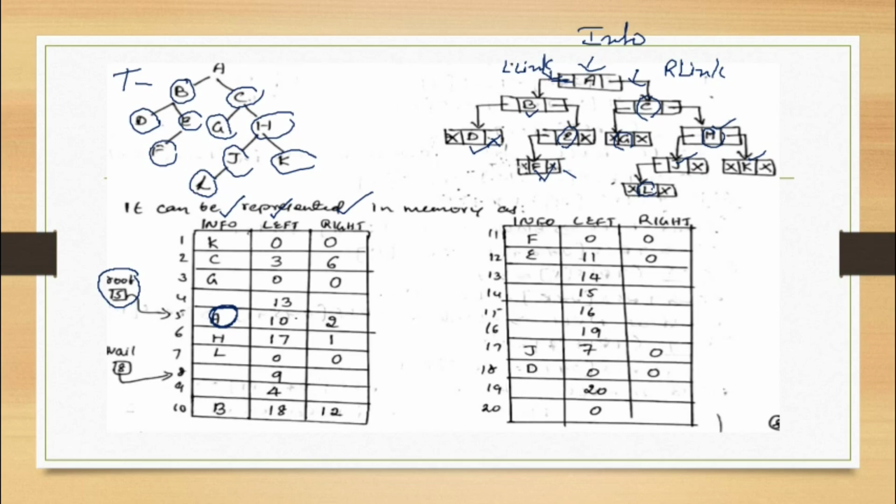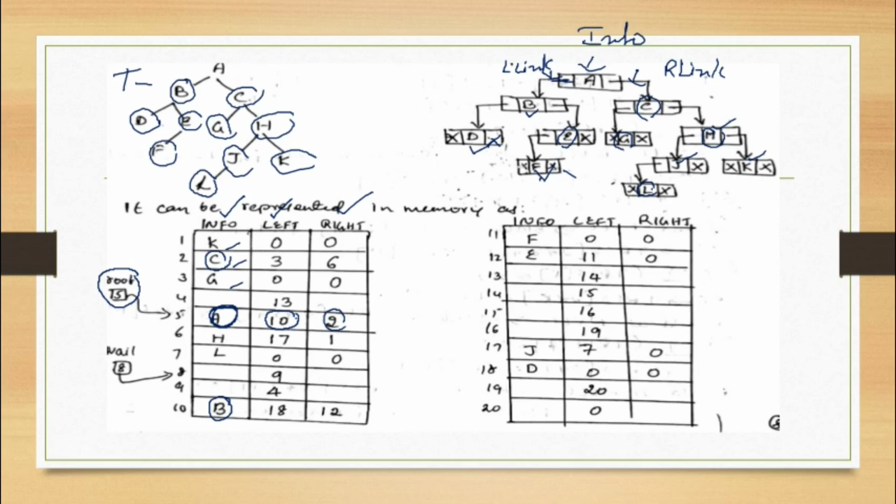In the memory, it is stored as follows: in 1 K is stored, 2 C is stored, 3 G is stored. How is this? Because in 5 A is stored, and I have given the left link of A as 10. That means, what do you have in the left link of A? You have B. So B should be stored in the 10th location. And the right link is given as 2, so in the second location, C should be stored.